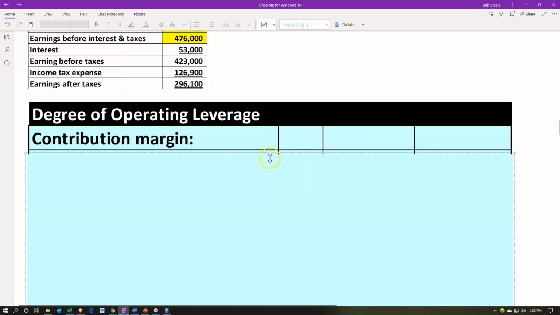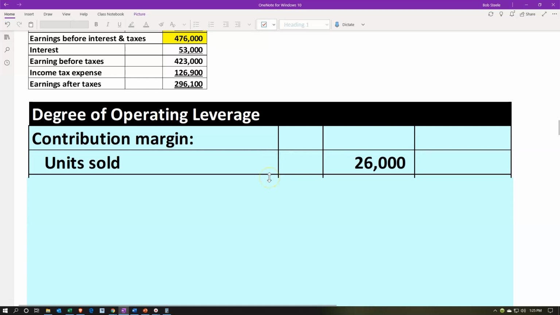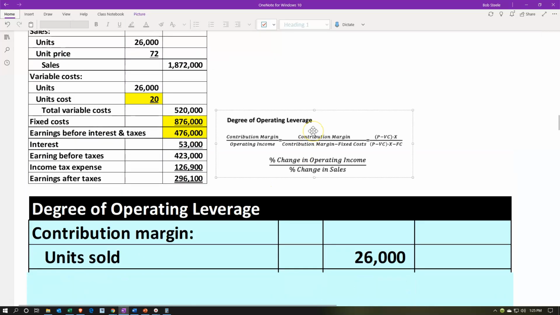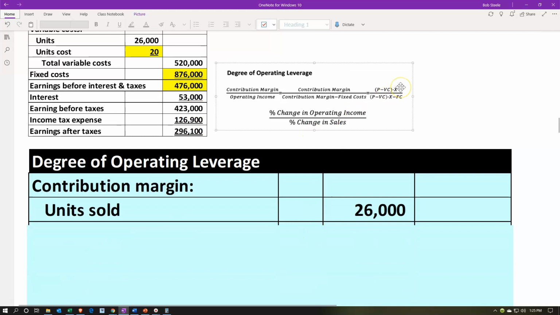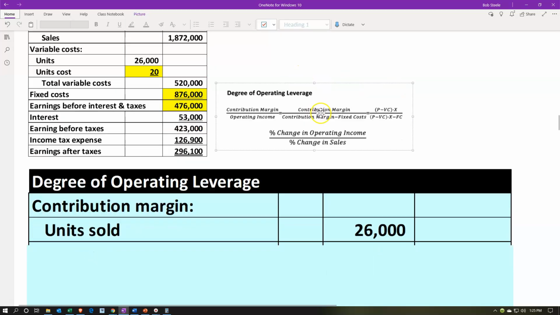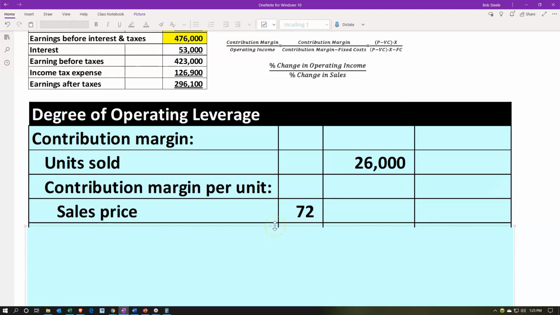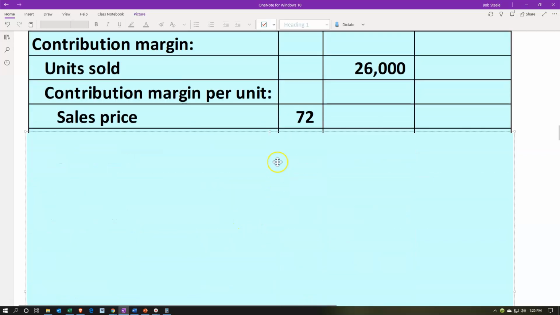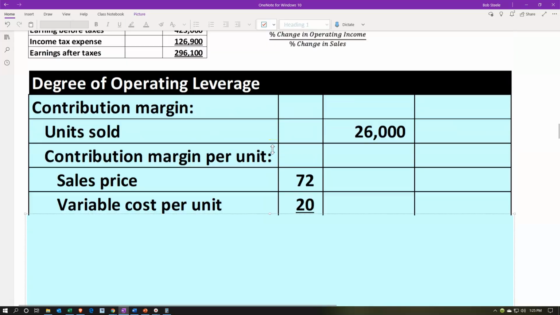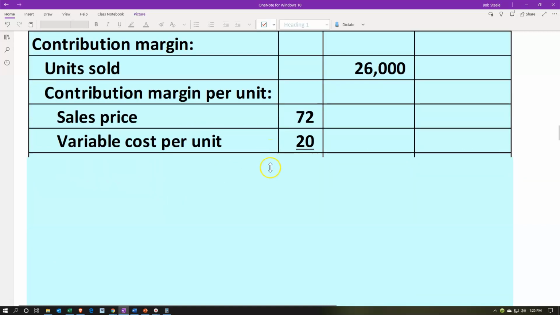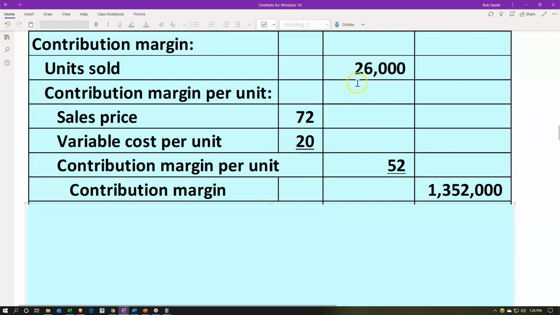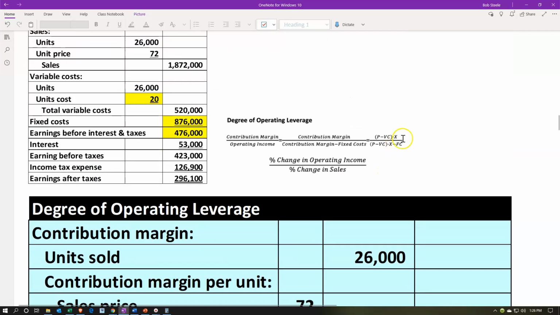So the degree of operating leverage, if we calculate this again, the numerator is going to be the contribution margin. So we're going to take the units that are going to be sold at 26,000 units. So same units as our original problem. And then we'll calculate the contribution margin per unit: the sales price is the same as before, but now the variable costs are much less at 20. That means the contribution margin is now 52. So if we take the units times the 52 contribution margin, our contribution margin is now 1,352,000, which is our numerator.